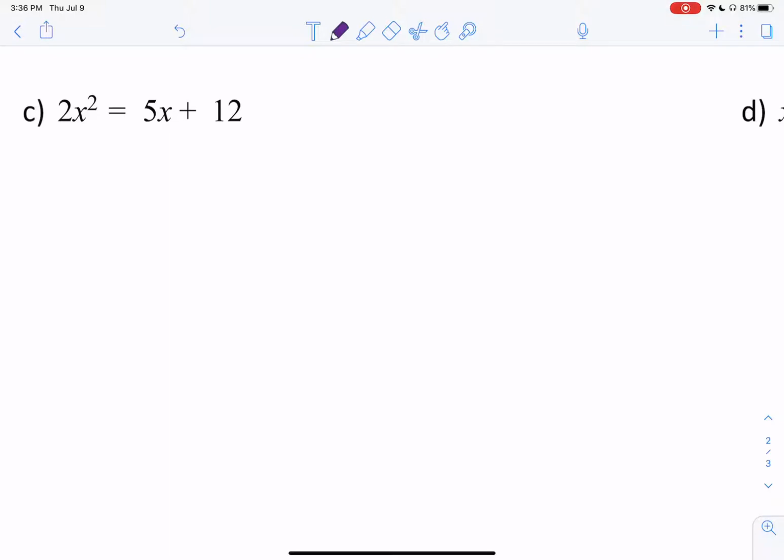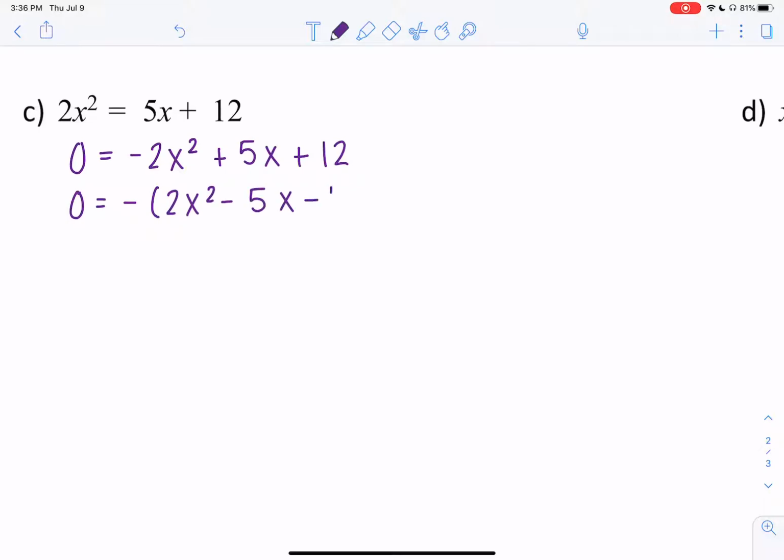So the first thing we need to do is make this equal to 0, because all of this only works if it is equal to 0. Next, let's go through and factor. The first thing I do is common factor out what I can, so I can common factor out that negative 1 to start. There we go. And now I'm going to factor this.